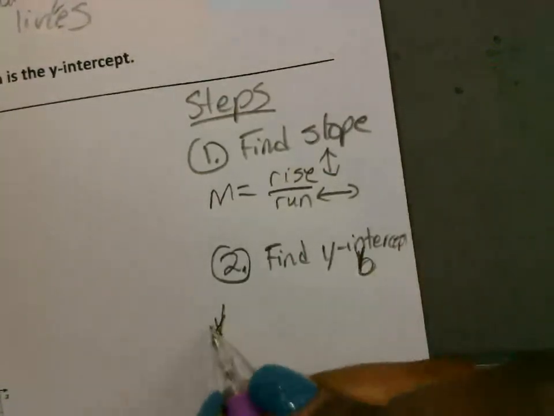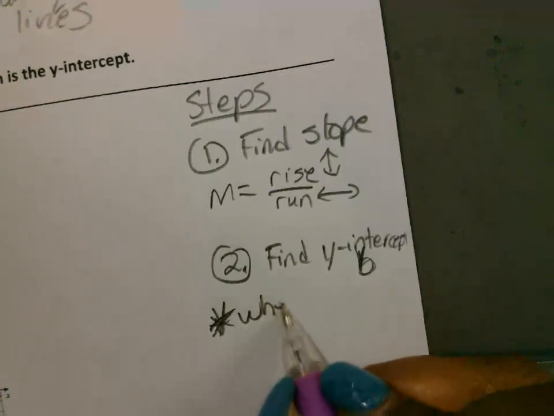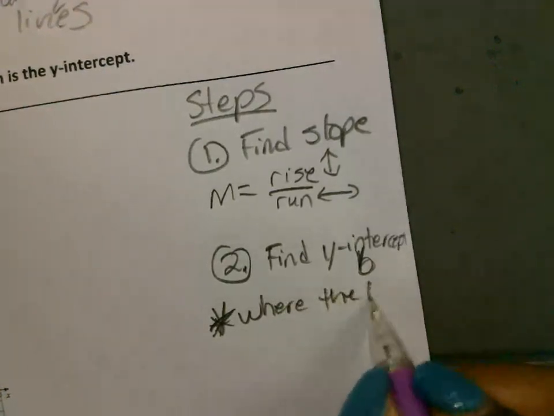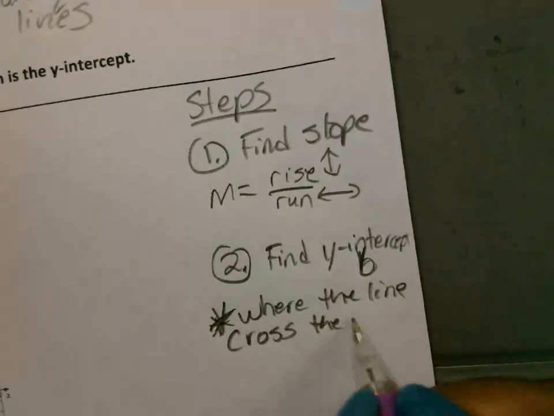What's the y-intercept? Put a star so you can remember. The y-intercept is where the line crosses the y-axis. Where the line crosses the y-axis.